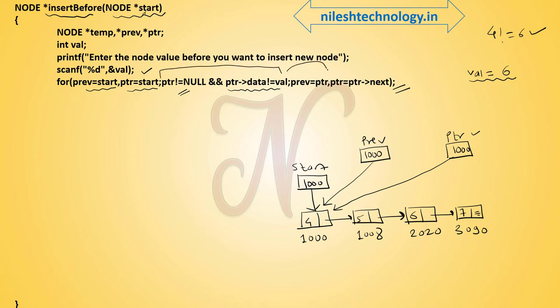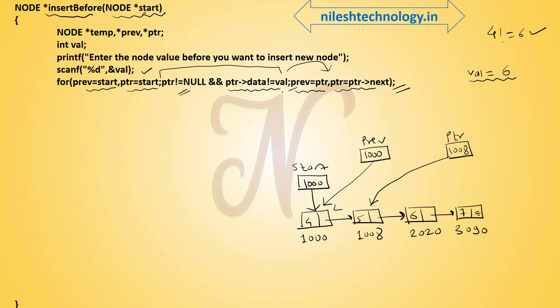So it goes to the increment section. Here prev equal to ptr, then ptr equal to ptr of next. Prev is already pointing to the ptr. Second, ptr equal to ptr of next. Now ptr is going to the next node. The next node address is 1008. So here ptr is 1008.